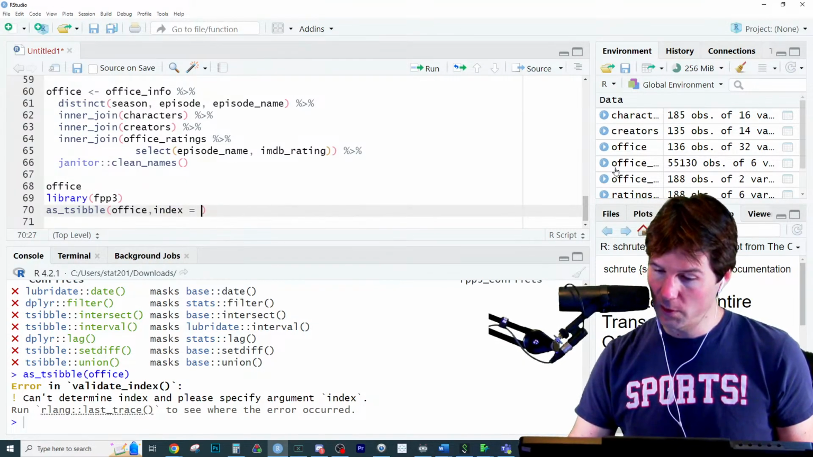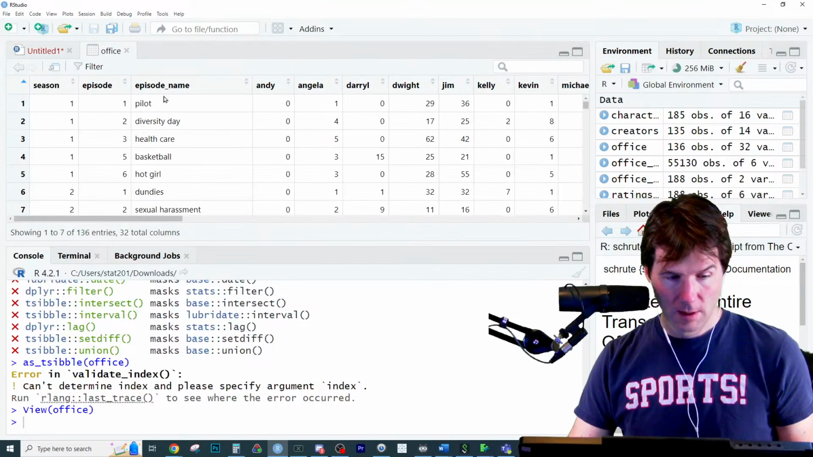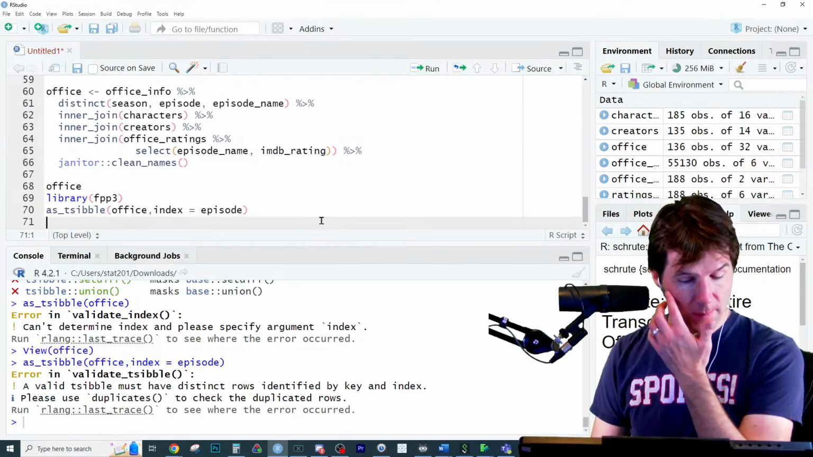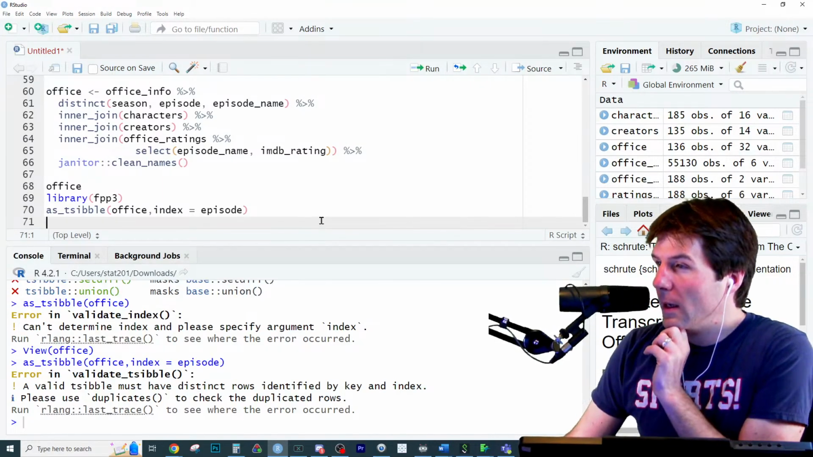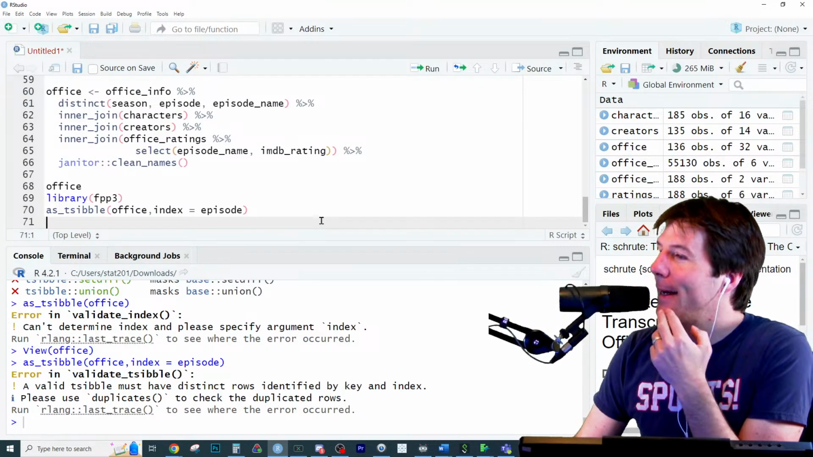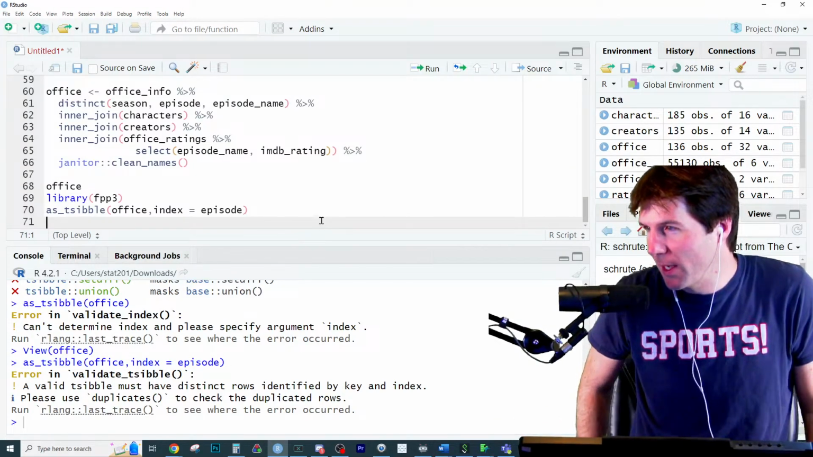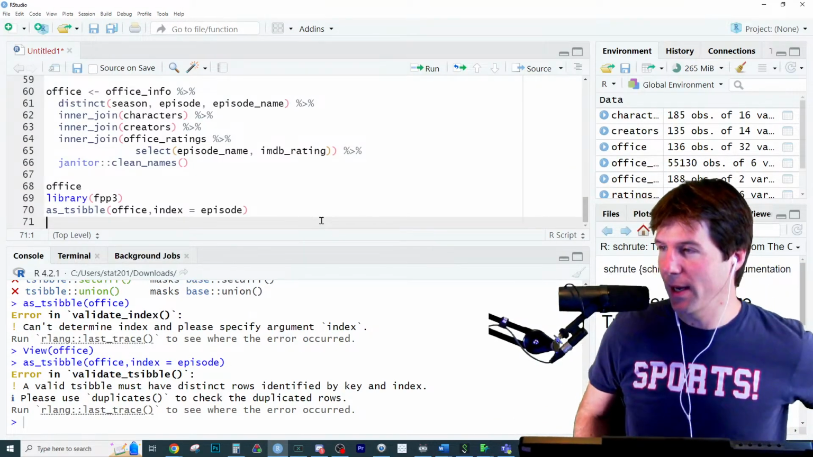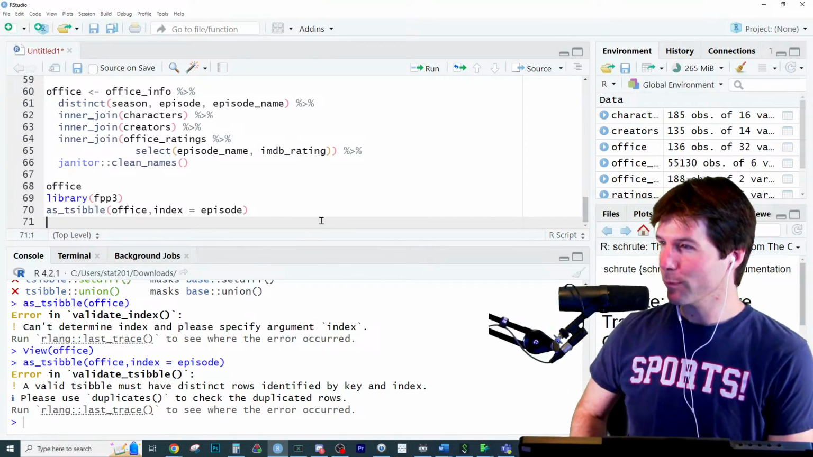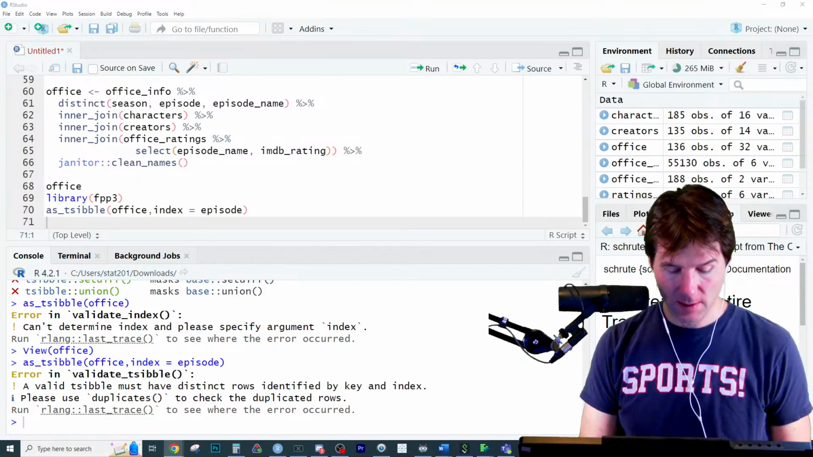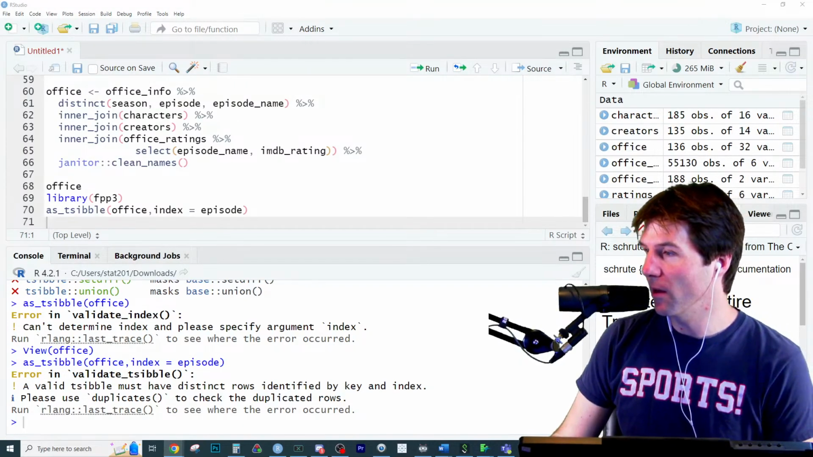Index equals episode. It's mad about that. We could do it as like a week or a day. It's going to work as a time plot, but time plots are over time, and I'm trying to think how to do this, and let me go to the FPP3 site. So let's bring up the FPP3 book.